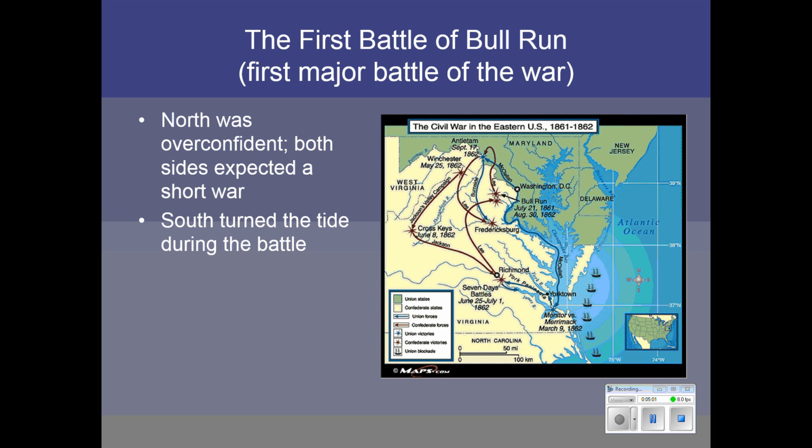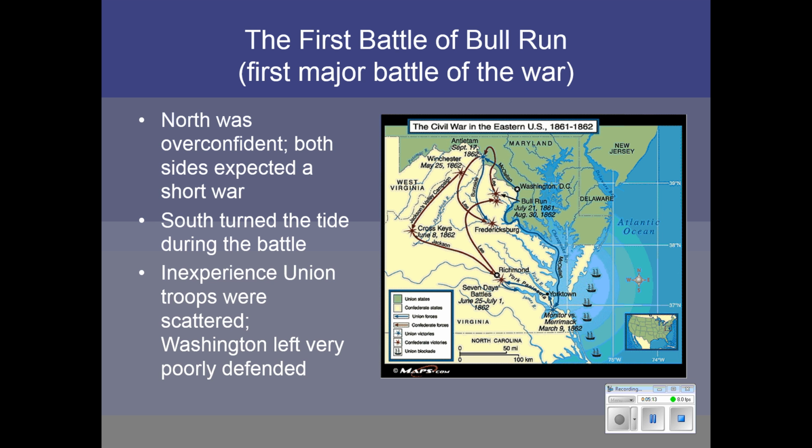The South, partway through the battle, and partly due to the heroics of Stonewall Jackson, turned the tide of battle, and the inexperienced Union troops were scattered and simply were routed. And the city of Washington itself was left very poorly defended, and they were lucky that they didn't lose their capital.